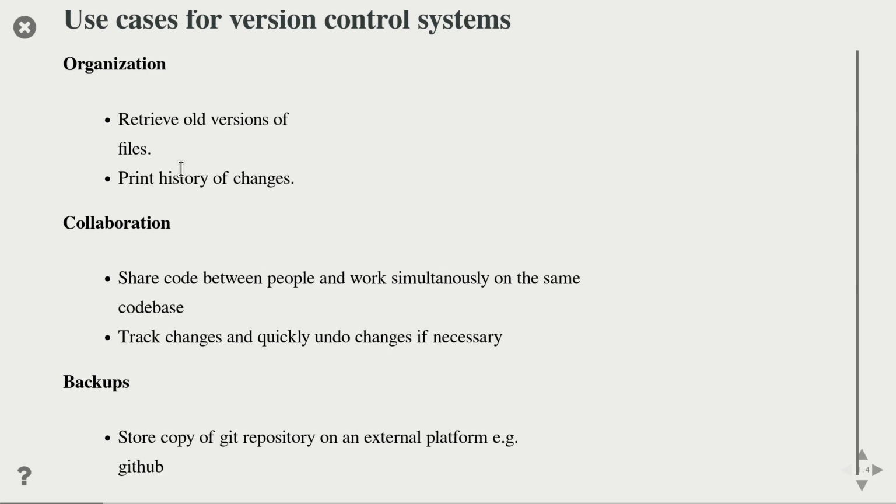If you're working in a team, you can use these version control systems to share your code between people and work simultaneously in the same code base. You can track the changes of individual people and quickly undo them if necessary. And last but not least, it's very useful because it's an automatic backup. Because you have these different copies on different computers, but also in the cloud, even if one hard drive dies, you can just get a copy from one of the other computers.